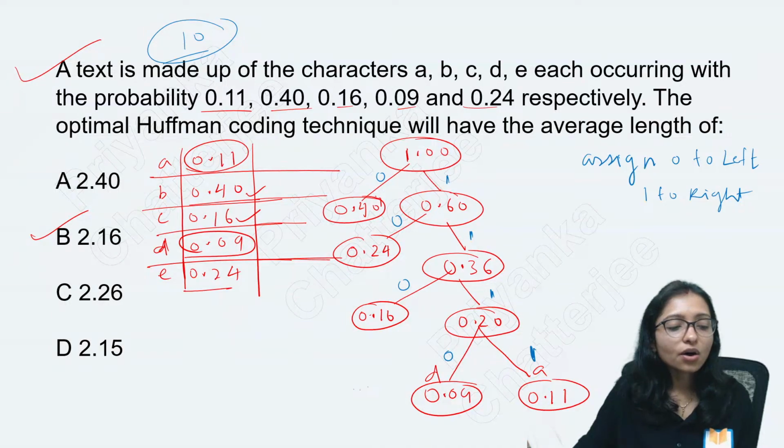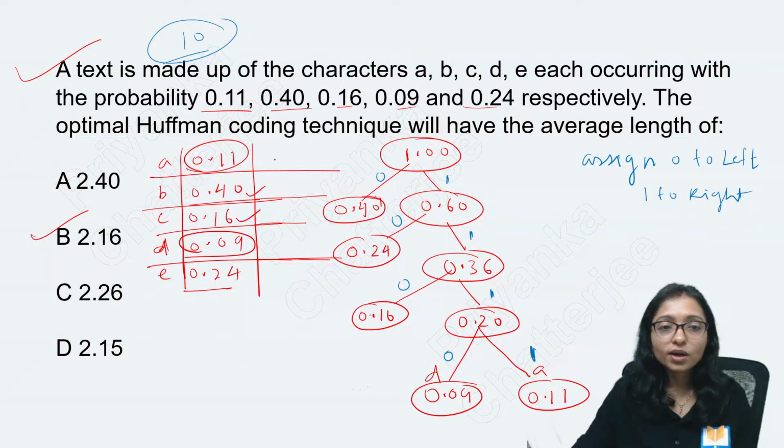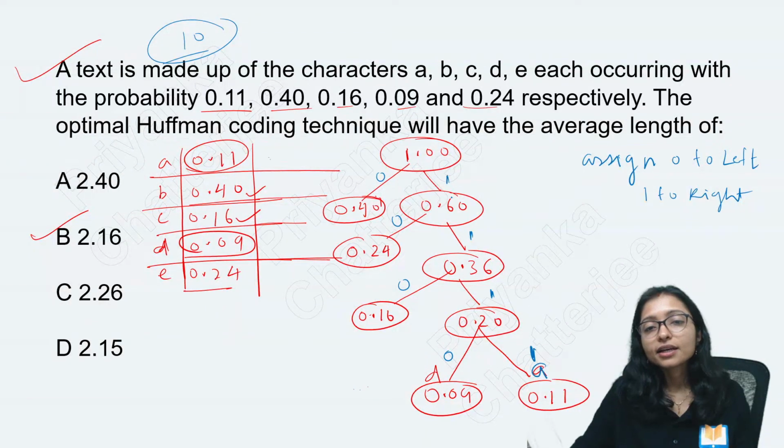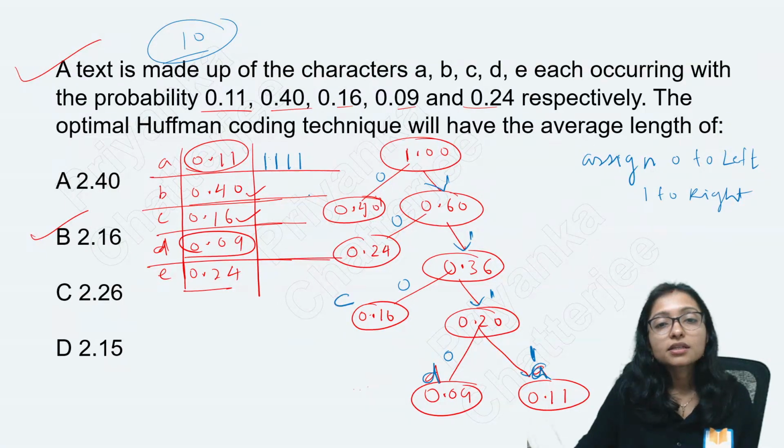Now write down the code here. What is the code for A? You are getting A here, right? You are going from here, after that here, then there, here. So it is 1, 1, 1, 1. What is the code for B? How are you able to reach B? See that this is D, this is A. 0.16 means this is C.